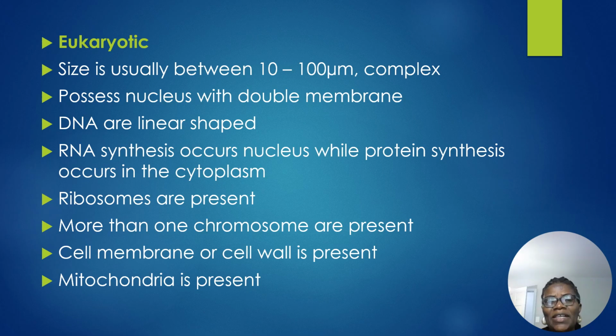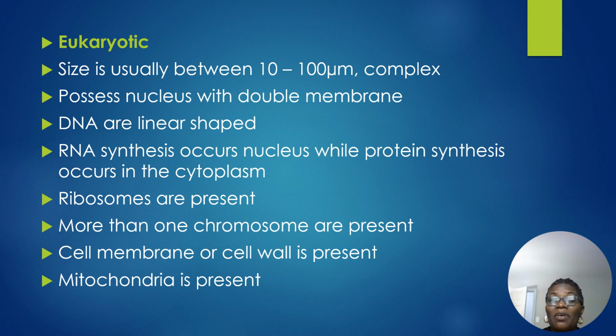When we talk about eukaryotic cells, they are usually bigger and more complex. The size is usually between 10 and 100 micrometers. So you can see that those ones are bigger. They are usually bigger than the prokaryotic cells, and they possess a nucleus with a double membrane. The membrane of the nucleus separates the content of the nucleus from the content in the cytoplasm.